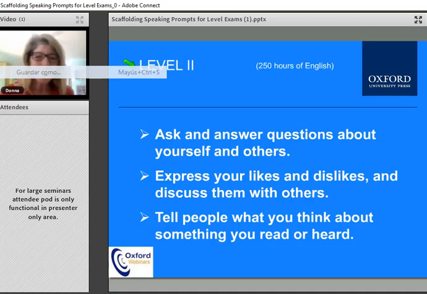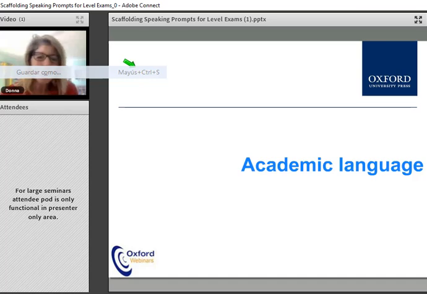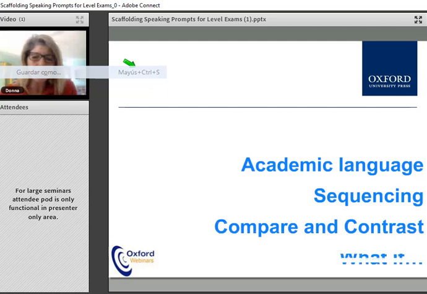Okay. Level 2, ask and answer questions about yourselves and others. Express your likes and dislikes, discuss them with others, and tell people what you think about something you heard. Okay. So, ready for level 2? Maribel, you're just in time. Again, we want to break this up into academic language, into sequencing, compare and contrast. Oh yeah, Anna, eating the same food. It depends. I would eat ice cream for a month.